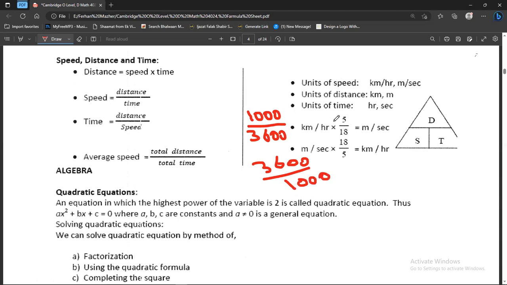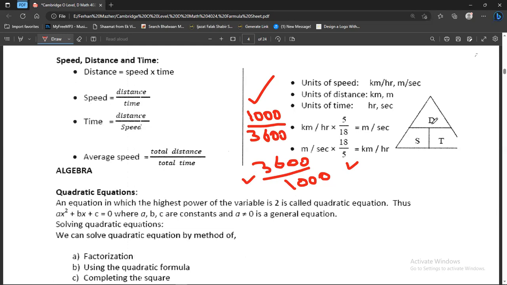If you can remember this, remember this. If you cannot remember this, try to remember where 3600 is coming from: in 1 hour there are 3600 seconds, and 1000 is coming from because in 1 kilometer there are 1000 meters. Okay, so this is a triangle: distance, speed, and time. That's the relationship between them. So if you want to find out distance, it will be speed multiplied by time. If you want to find out speed, it will be distance divided by time.